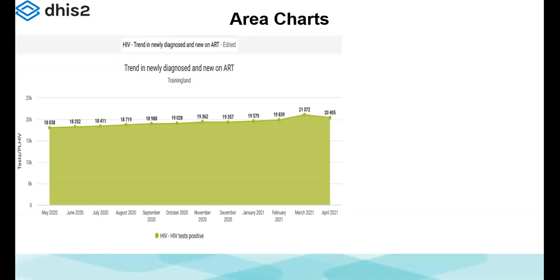The area charts. So, what can you say about area charts? When do we use them?